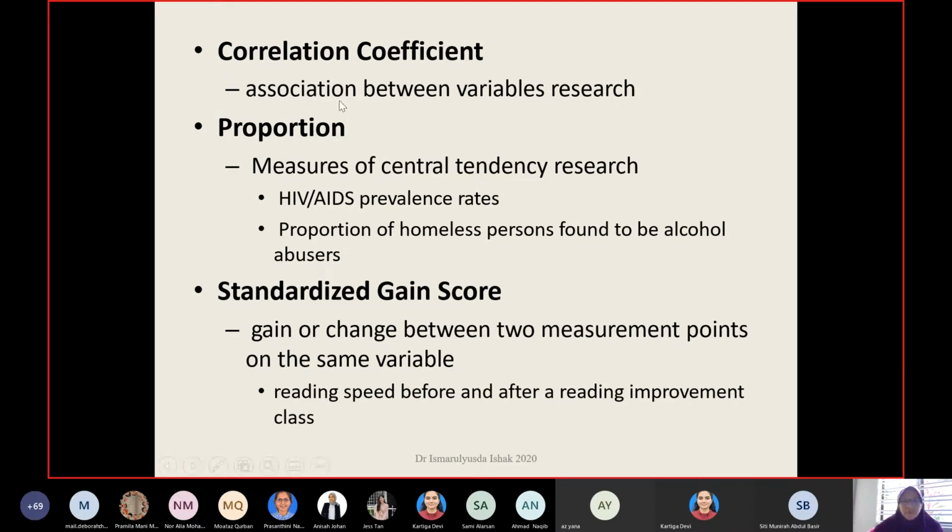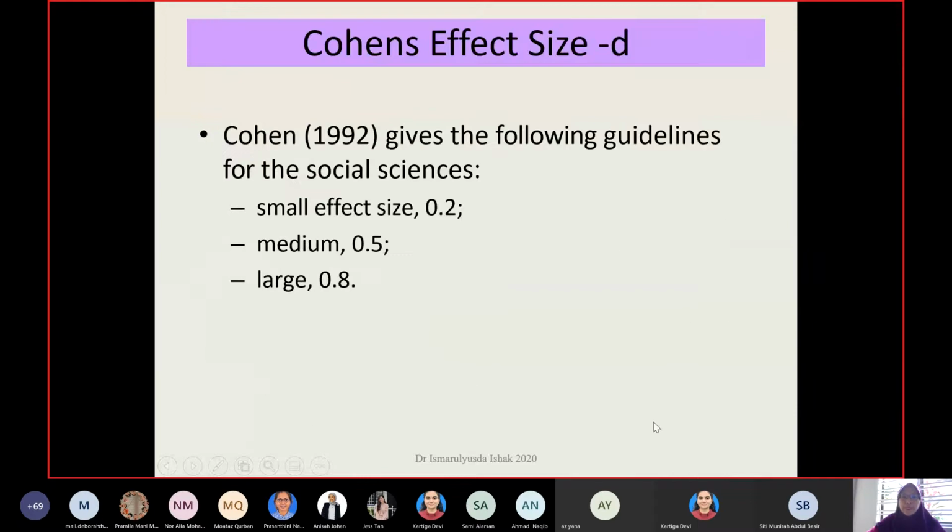Alright, proportions. Proportions is for prevalence rate. You don't compare, you can use proportions. Standardized gain score: if you have before and after, you have a gain or change between two measurement points. So in the sample size calculation, you need to know your alpha, your power, and there will be one column that you need to key in for the effect size.